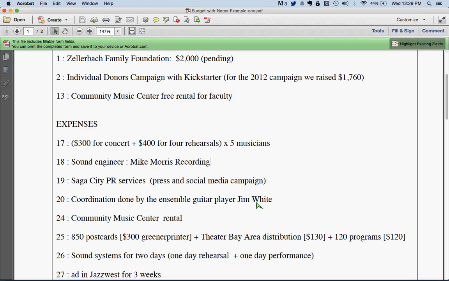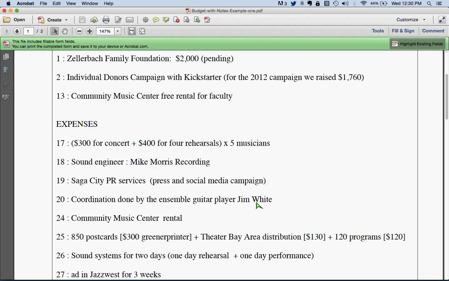And you'll see here under line 17, which is for artists under personnel, they have detailed out how they got that number that we just saw on the previous page for artist fees. So they're saying $300 for a concert plus $400 for 4 rehearsals times the number of musicians in the group. Point out some other things here.